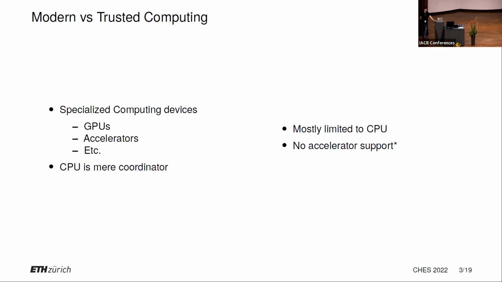So the main thing you should take away, if you want to take away something, is this: in modern computing, we go towards custom devices, we go towards acceleration, specialized devices. But in trusted computing, we just say, well, okay, let's go back to the CPU. And we believe that this is an inherent flaw of the current designs. It would be nice to fix this.